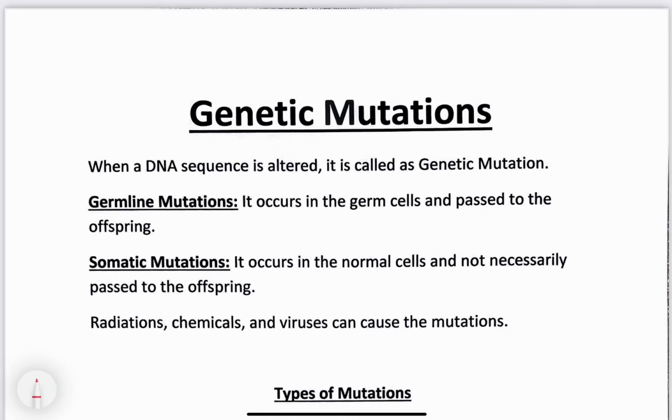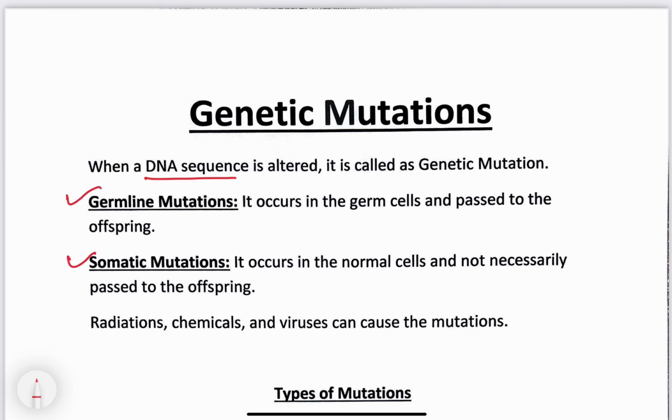Hello, guys. We're going to talk about genetic mutations today and how they occur. Generally, a DNA sequence is altered during the mutation. A nucleotide is changed with another nucleotide, the resulting mRNA is altered, and a different protein is produced which is not desired.